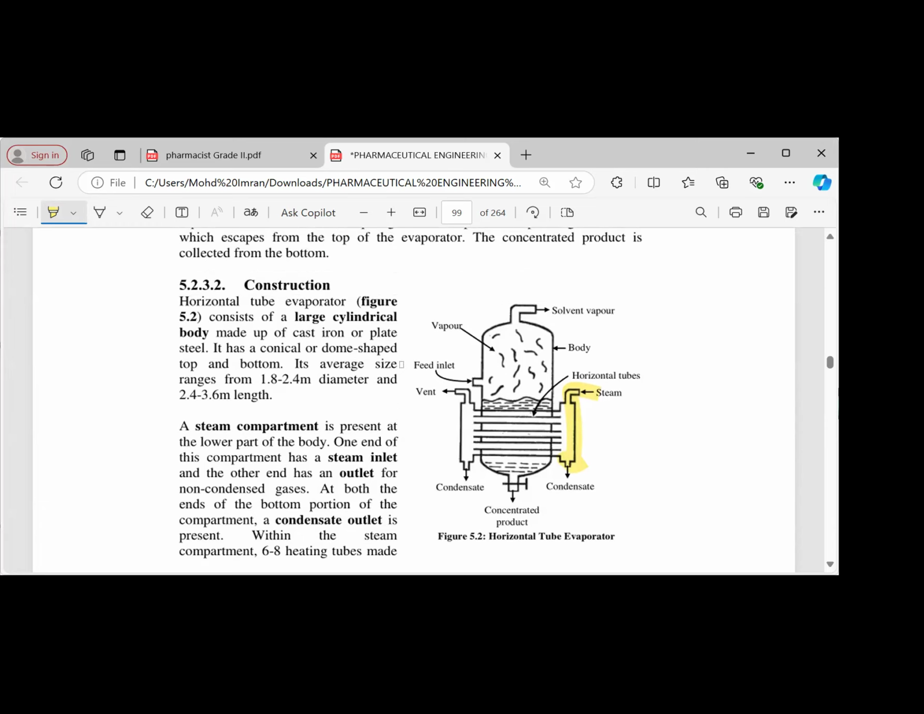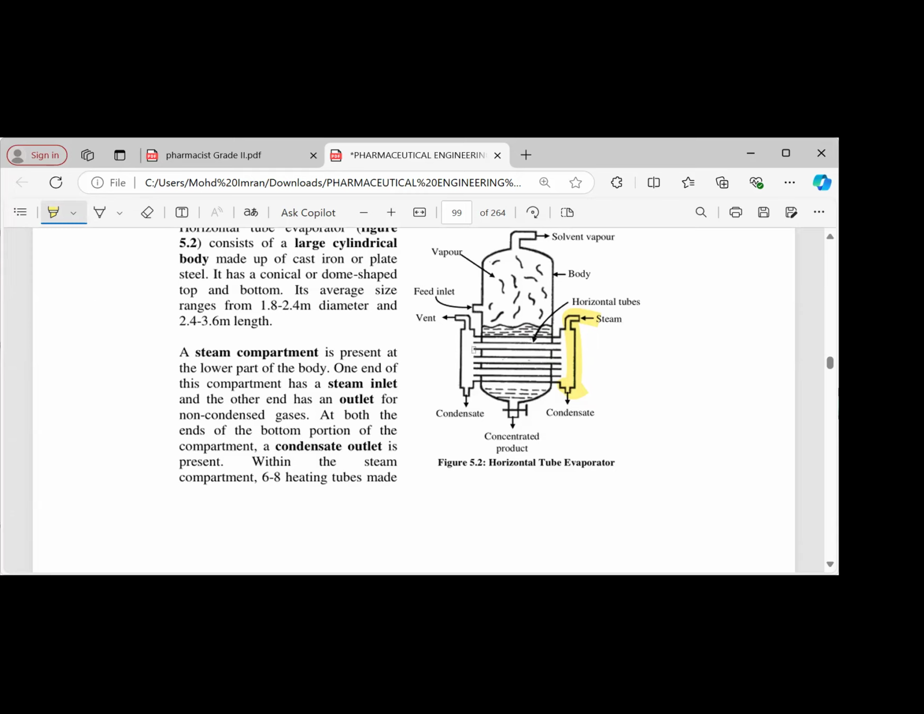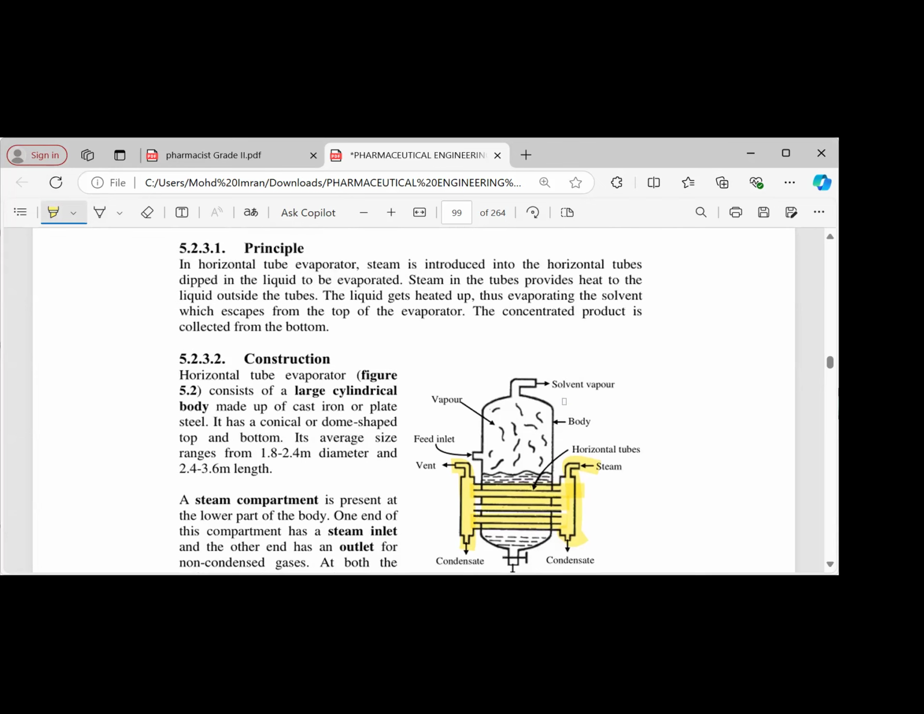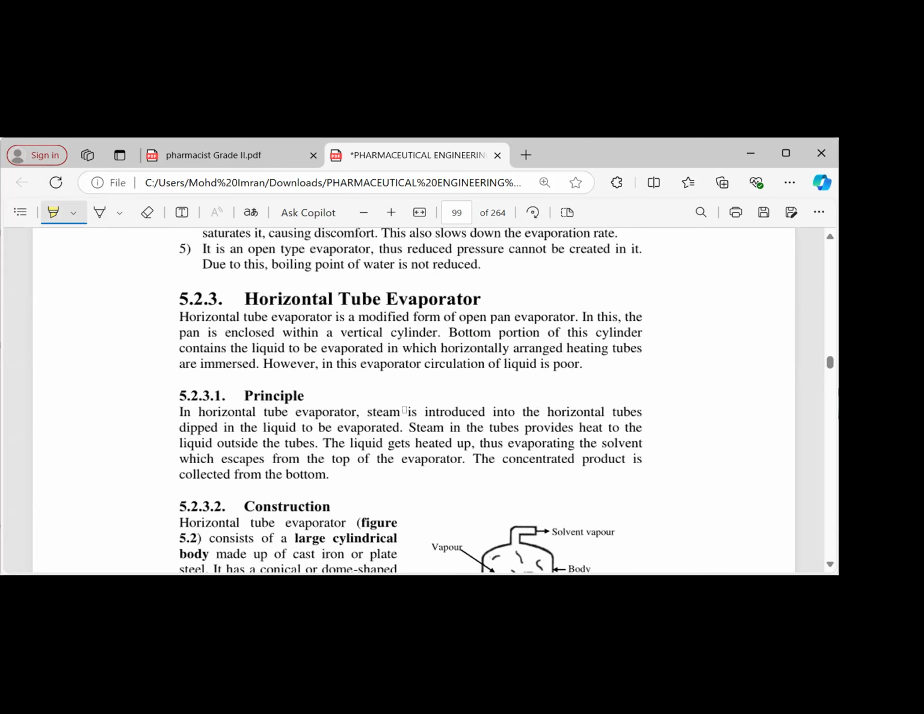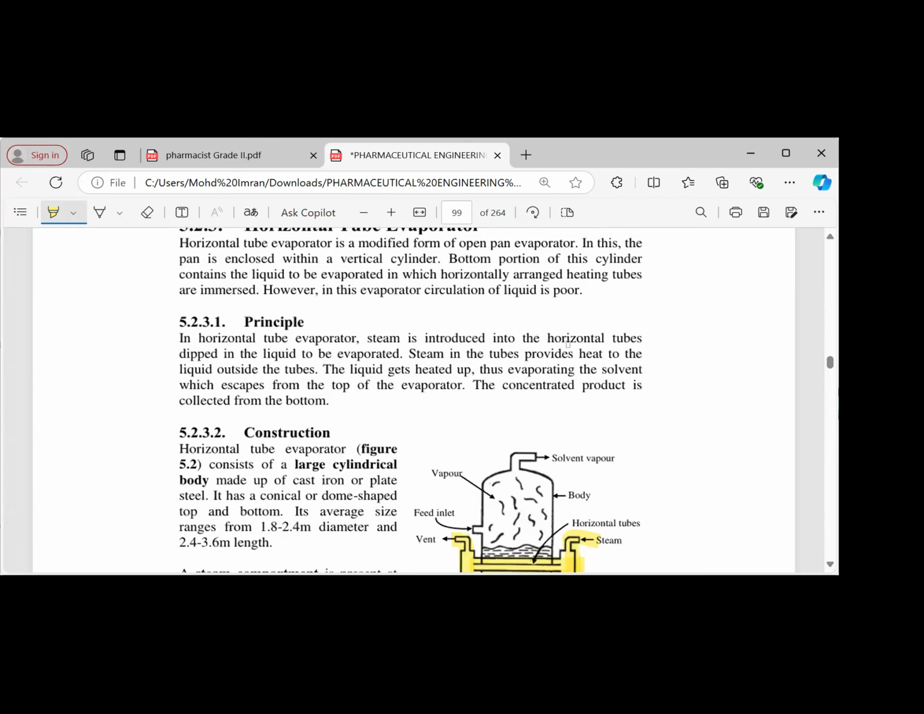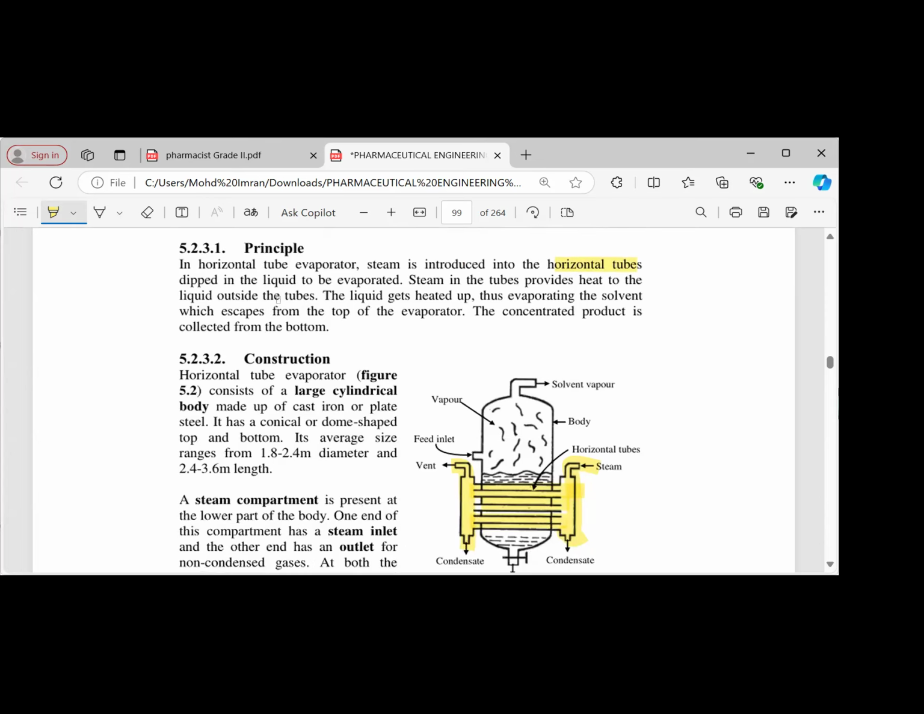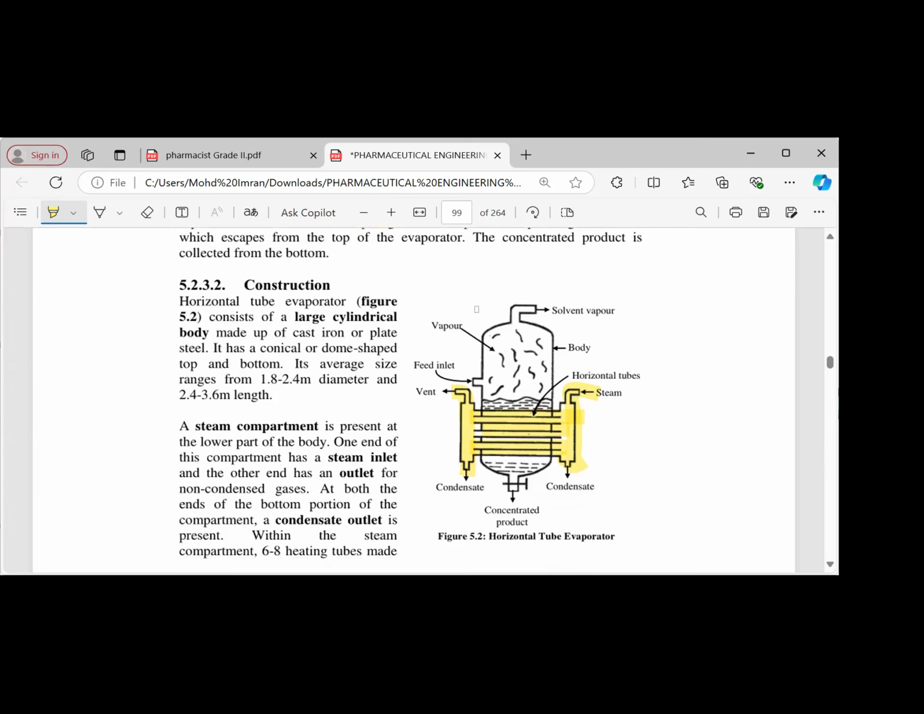So in the horizontal tube evaporator and also in vertical tube evaporators, these horizontal tubes are there. Hollow horizontal tubes, and in these tubes steam is being passed, and this steam heats these tubes, and these tubes heat the product which is in contact with them. Let's see the principle. In the horizontal tube evaporator, steam is introduced into the horizontal tubes, dipped into the liquid to be evaporated. Steam in the tubes provides heat to the liquid outside the tubes. The liquid gets heated up, thus evaporating the solvent, which escapes from the top of the evaporator.